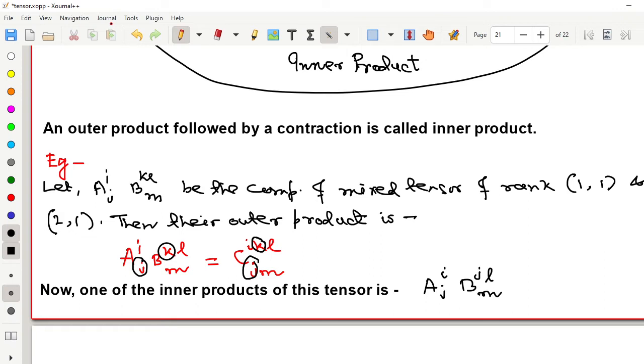So definitely one of the index is contravariant, one of them is covariant, and definitely they are coming from where? এবং তারা কোথা থেকে আসছে? They are coming from two different tensors. Right? So এই হচ্ছে তোমার inner product এর story. So this is the story of the inner product. So now you can go through some transformation rule.